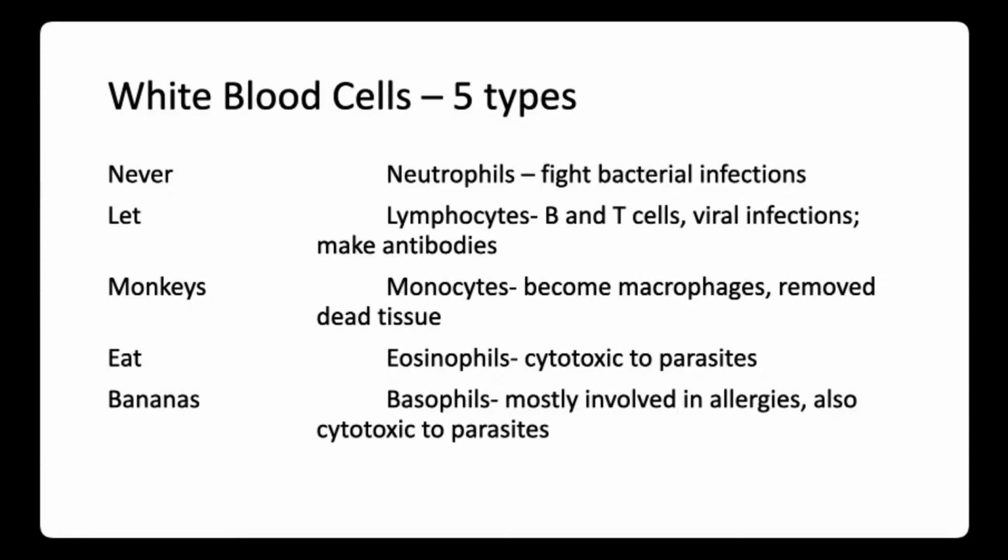Remember, there's 5 types of white blood cells: neutrophils, lymphocytes, monocytes, eosinophils, and basophils. Neutrophils fight bacterial infections. Lymphocytes, these are our B and T cells. They fight viral infections and make antibodies. Monocytes, they become macrophages and remove dead tissue. Eosinophils are cytotoxic to parasites. Basophils are mostly involved in allergies, and like eosinophils, basophils are also cytotoxic to parasites.